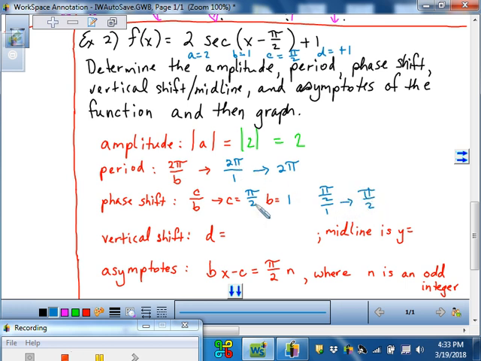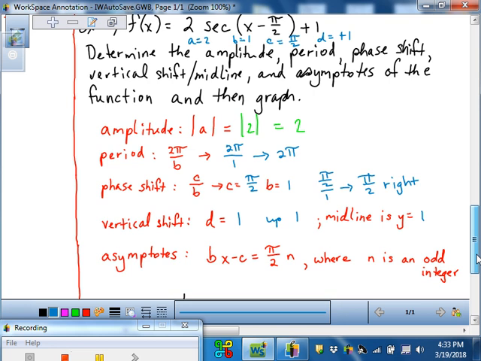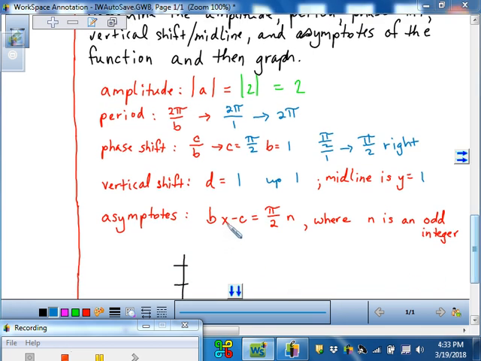And because it's positive, we're going to be going to the right. Vertical shift is d, which is 1. So we're going to be going up 1 with our vertical shift. Our midline is y equals 1. And our asymptotes are going to be bx minus c equals pi over 2 times n. Notice there's a little bit different location on the asymptotes, where n has to be an odd integer.